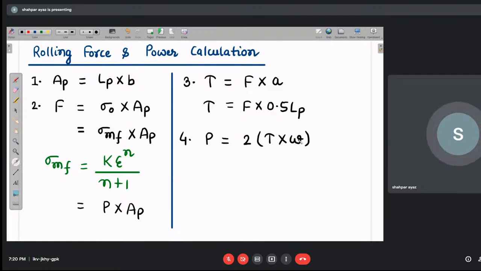And omega, how can we calculate it? I have told you, if omega is directly given, it's very good. If it is not given, with the help of the neutral plane velocity, Vn is equal to omega into r. From there we can calculate omega. So these are the four steps you take care of in calculating the rolling force, rolling torque and rolling power. Clear, all of you? Now shall we proceed to the numerical part?